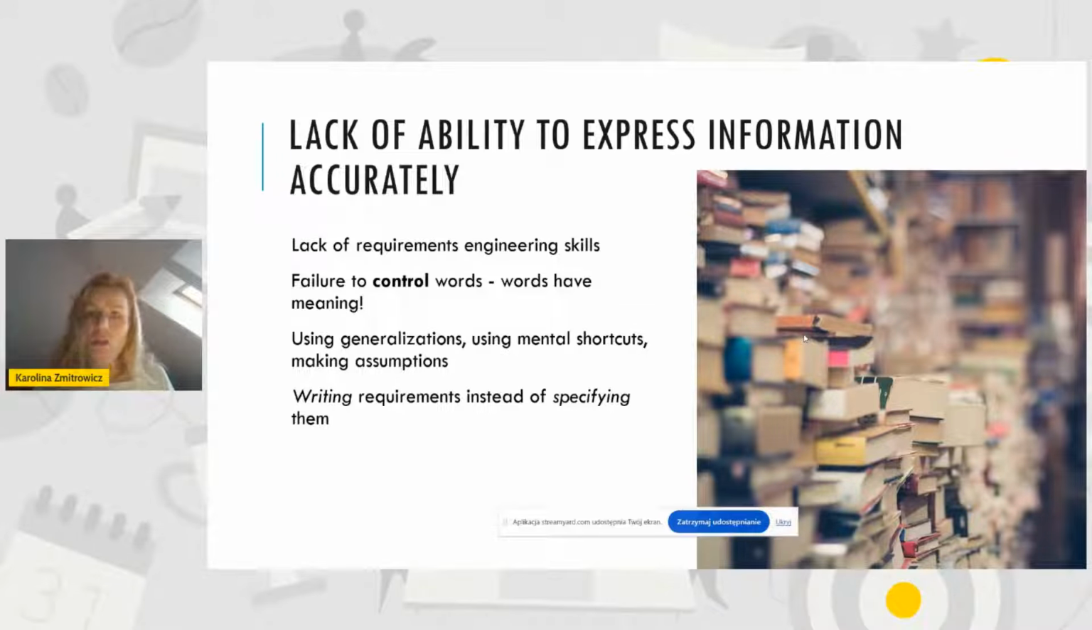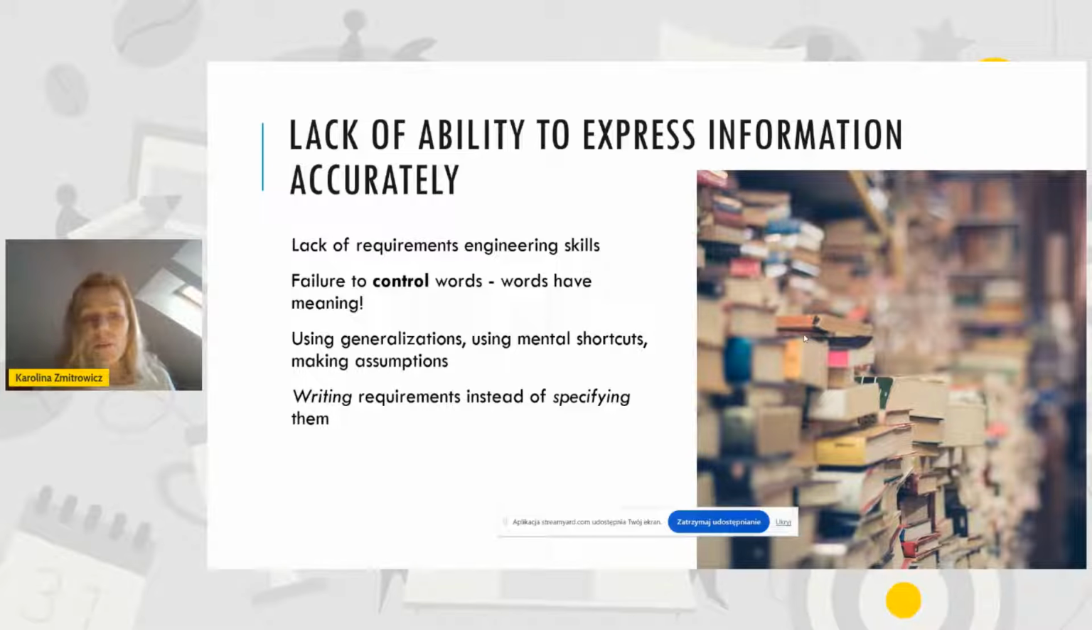We don't control words. We are just playing with the words without understanding that in our area, especially in the area of requirements, solutions, where words have meaning, controlling words is really important. We are using generalizations, like, for example, the system should operate on every single browser. Every single browser. Great. We are making assumptions, like, for example, it's obvious that the system will be working on a given operational system. It's not obvious. It could be obvious for you, but not for the stakeholders.